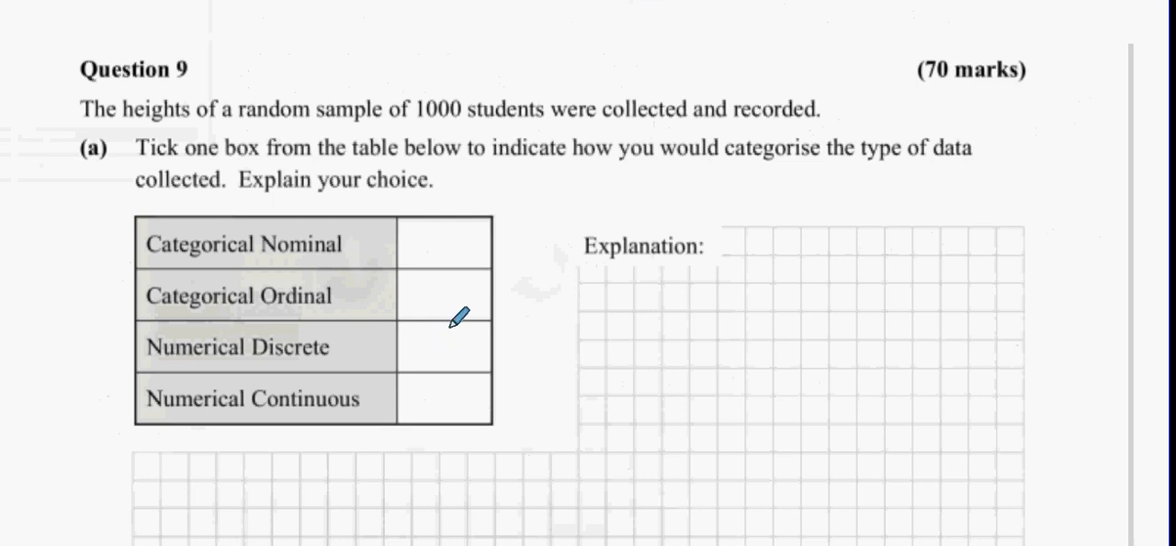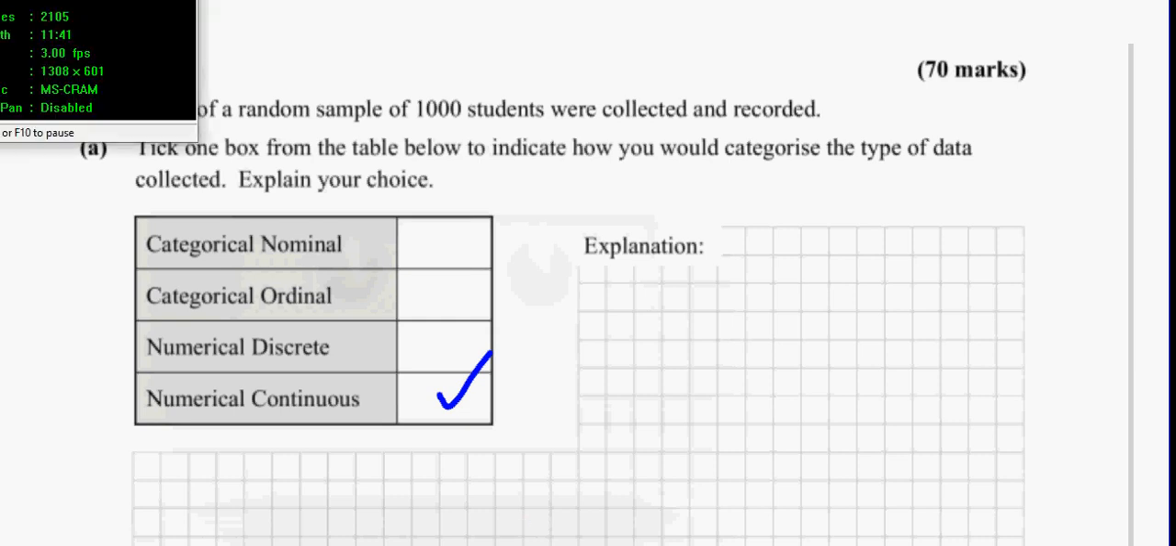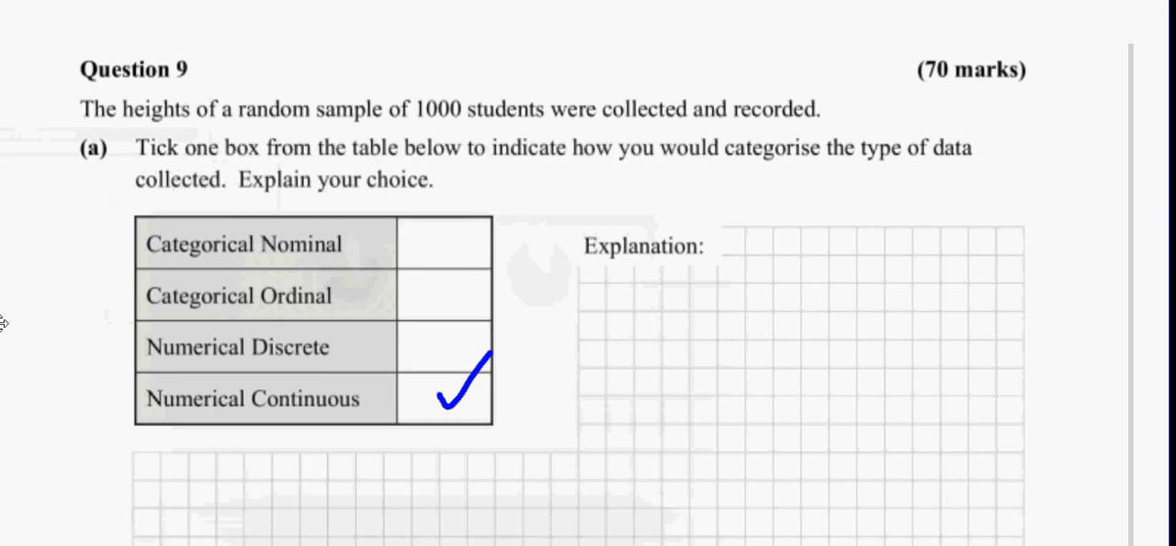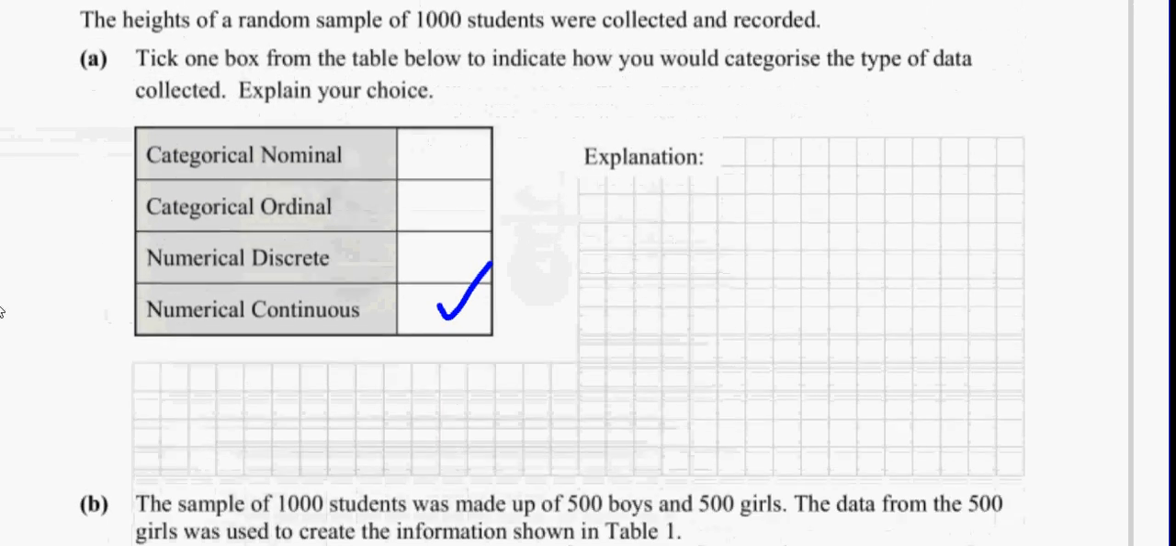All right, lads, which one is it? Heights. Numerical, continuous, because heights is measured. You're never exactly 180 centimeters, are you? No.